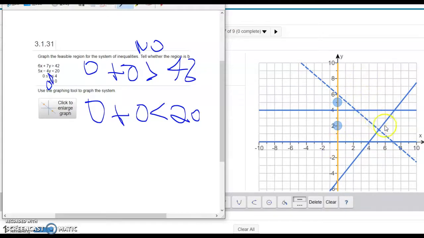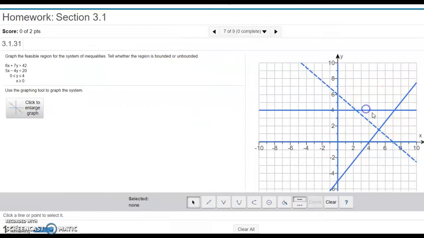So I'm shading away from it, because 0 plus 0 is not greater than 42. And this is the dash line, right? The 6 and 7 line. So I know I'm out here. So it's either here, here, or here. I have 3 choices, right?